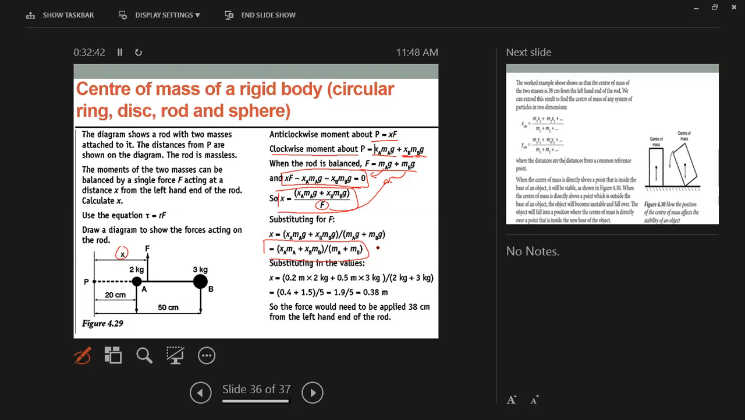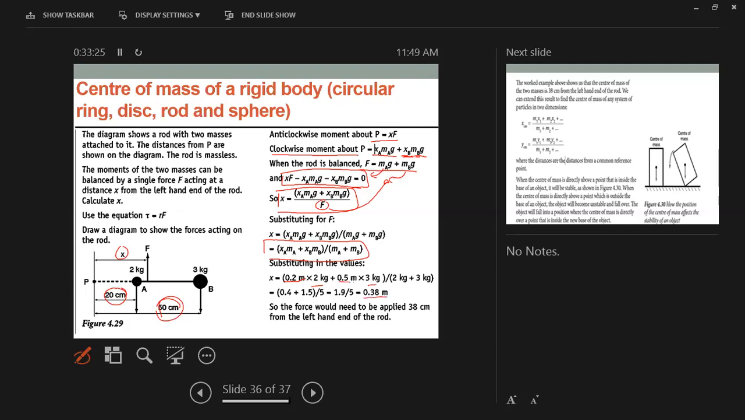Okay, so when we put whatever we have into the formula, what is our xA? It is 20 centimeter, which is 0.2 meter. This is our xA. Our xB is going to be 50 centimeter, which is going to be 0.5 meter. So 0.2 times 2 kilogram plus xB times mB. Okay? When we multiply these two plus these two over mA plus mB, at the end we are going to get 0.38 meter.